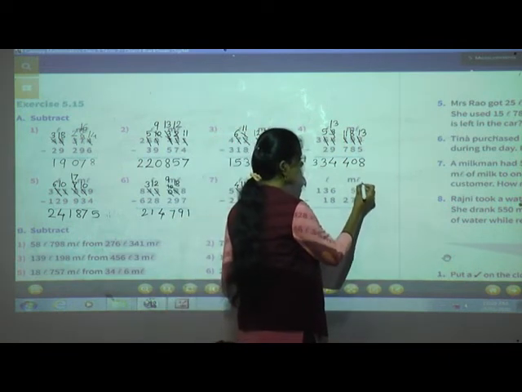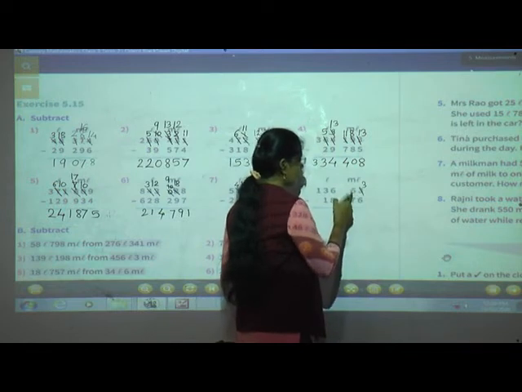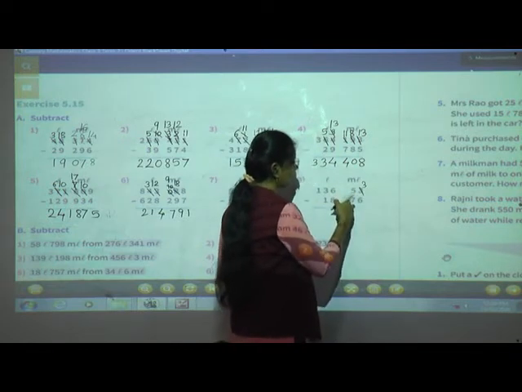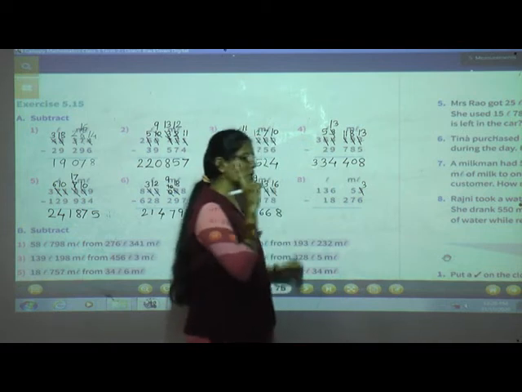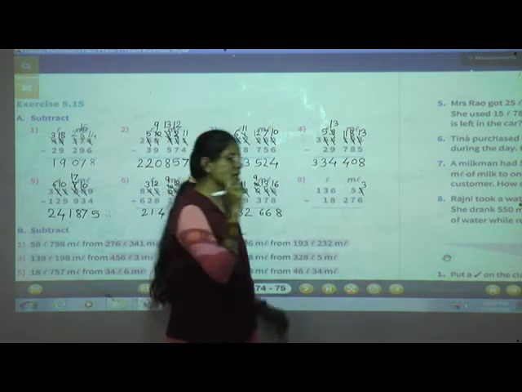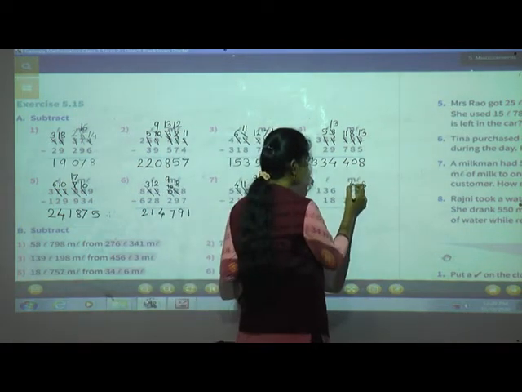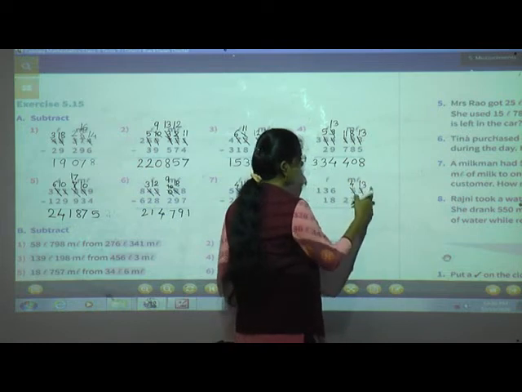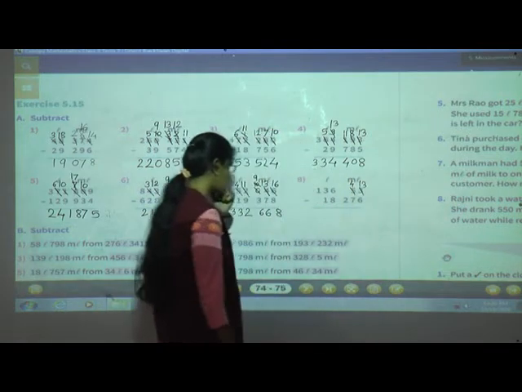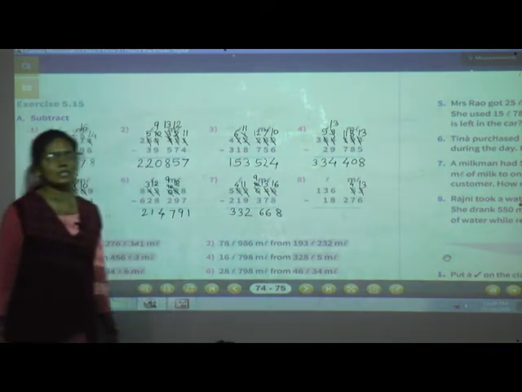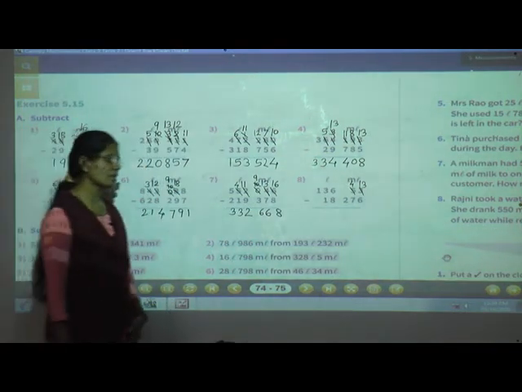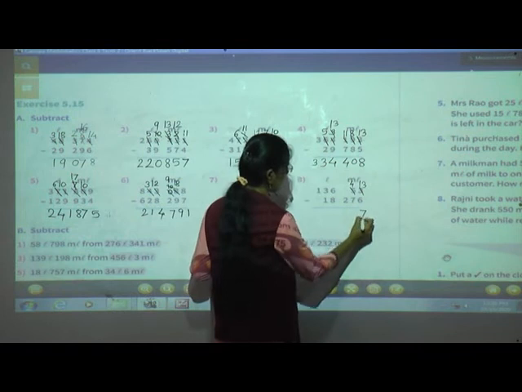Then cut this 3, write as it is. Then take 1 borrow from the neighbor. Here 5 is there, so we'll take 1 borrow from the 5. 5 minus 1, here 4 will remain, and this 3 will become 13. Now 13 minus 6. Yes, after 6 count your fingers till 13. Correct, 7. So write here 7.